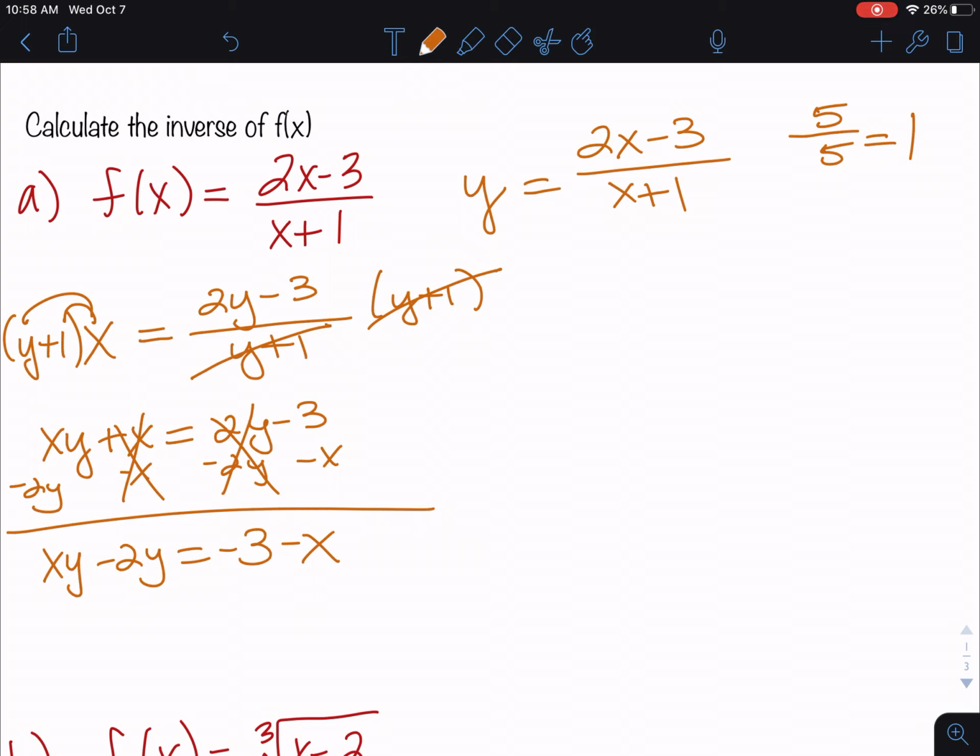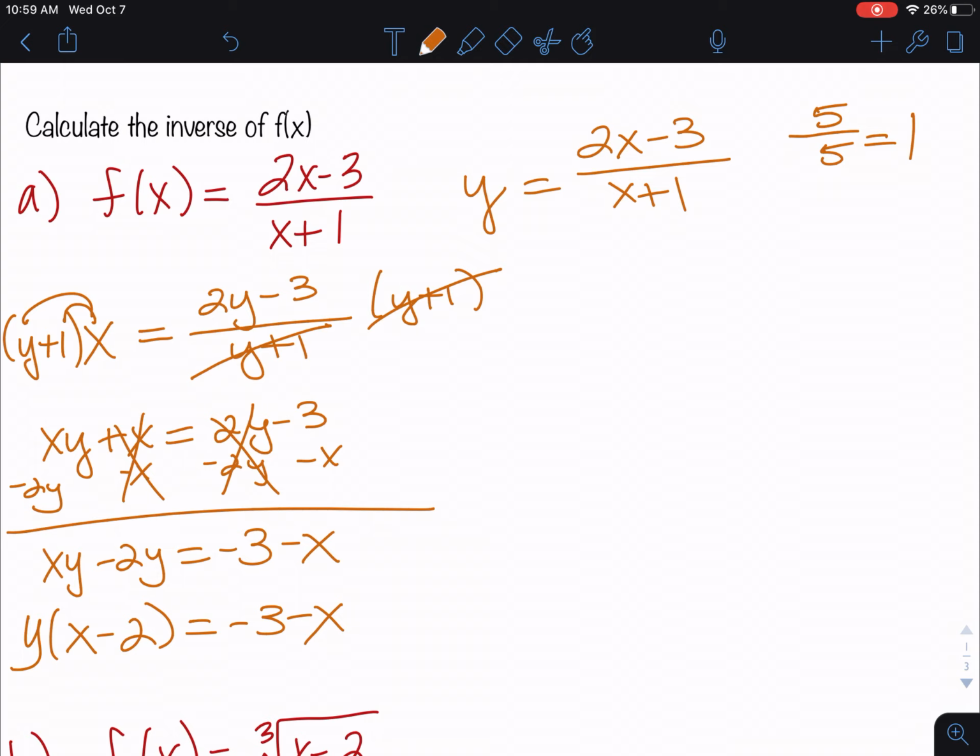Y is in two terms, so to get this y by itself, I'm going to factor it out or divide it out. I can do that because both of these terms share it. So by factoring out a y, I'm left with x minus 2 equals -3 minus x.